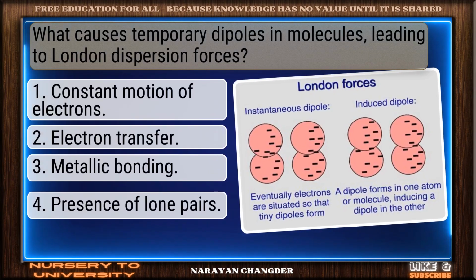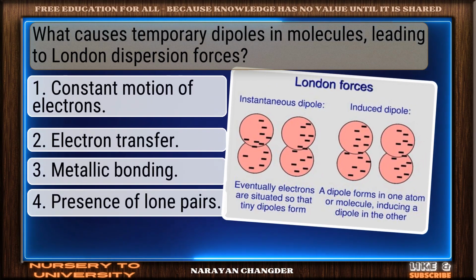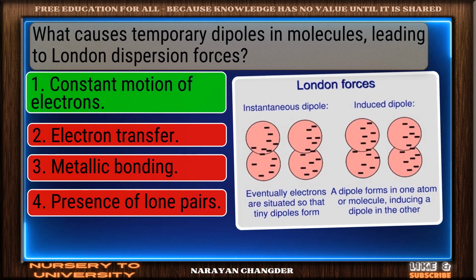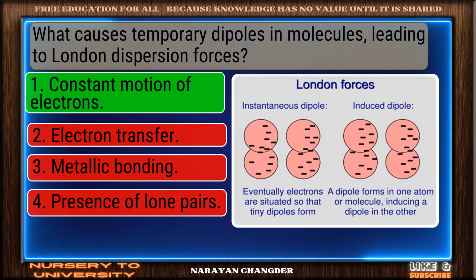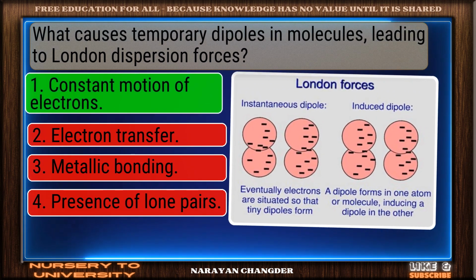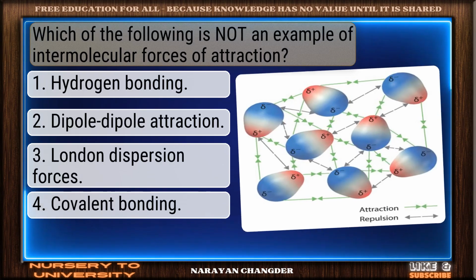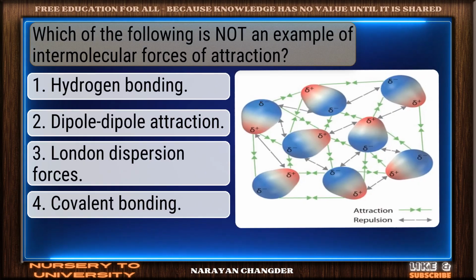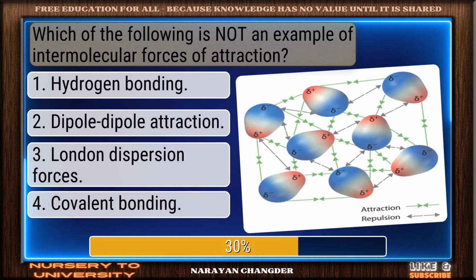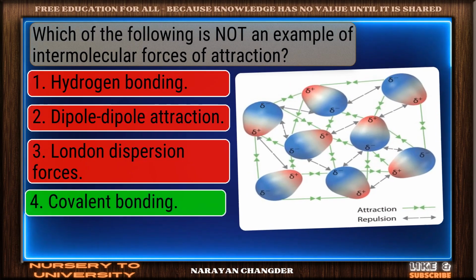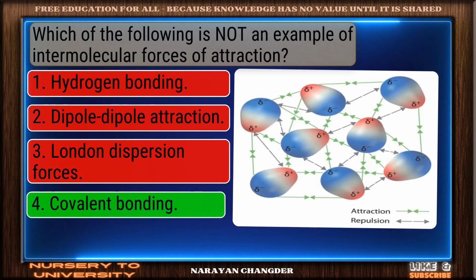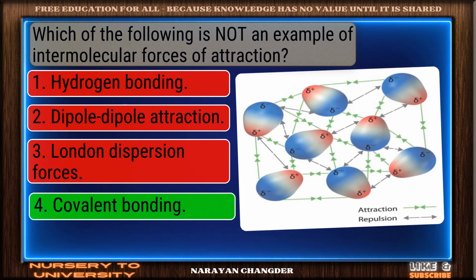What causes temporary dipoles in molecules, leading to London dispersion forces? Right again. Constant motion of electrons is a valid answer. Which of the following is not an example of intermolecular forces of attraction? Clear logic. Your choice, covalent bonding, is sound and 100% true.